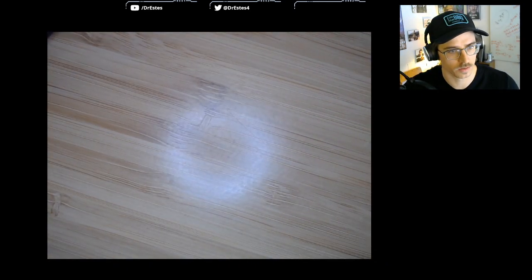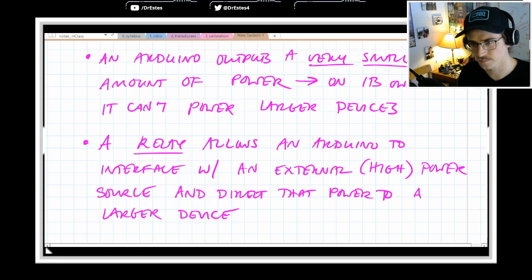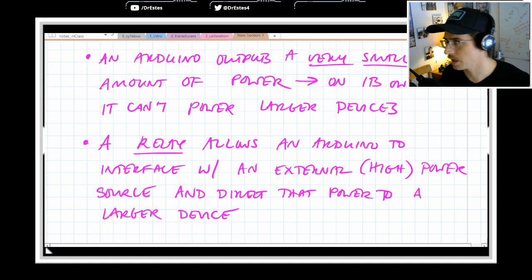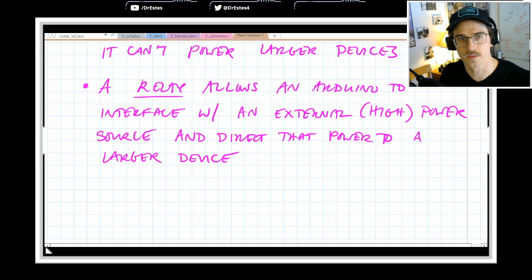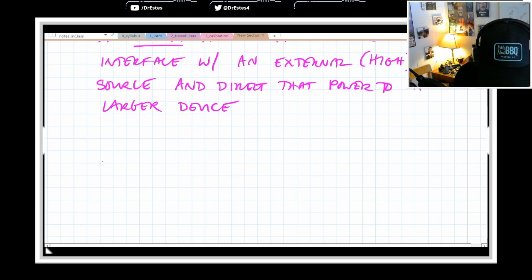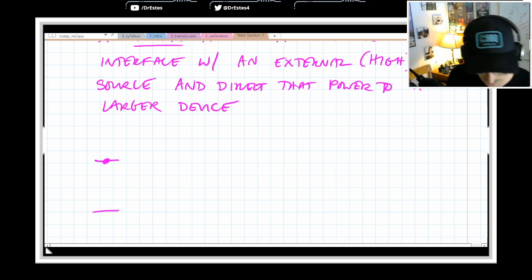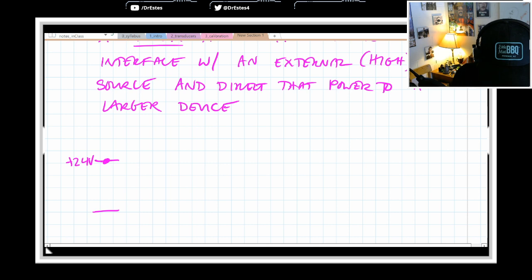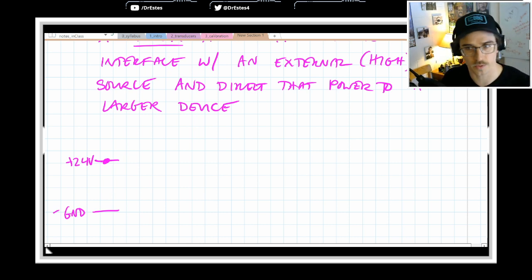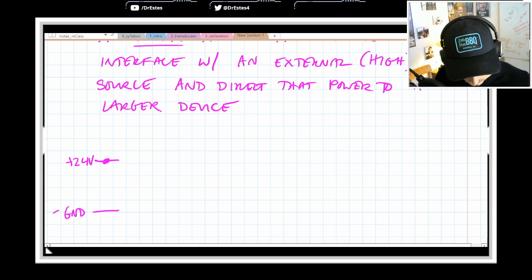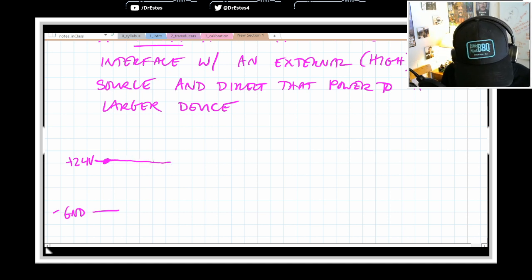So we'll draw a little diagram here. What is a relay? How does it work? Okay, so here we go. What I'm going to do is make a high power source over here, and I'm just going to say it's 24 volts. And then here's ground. So from up here to down here, we've got 24 volts. Maybe you're powering a motor.